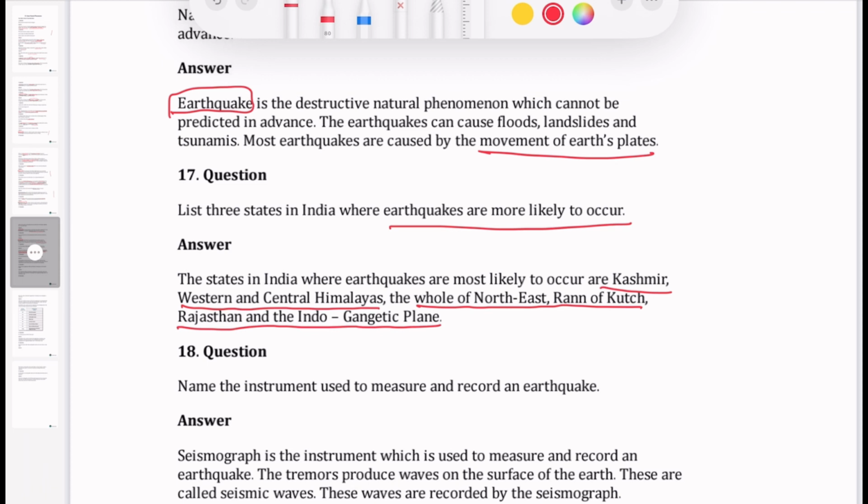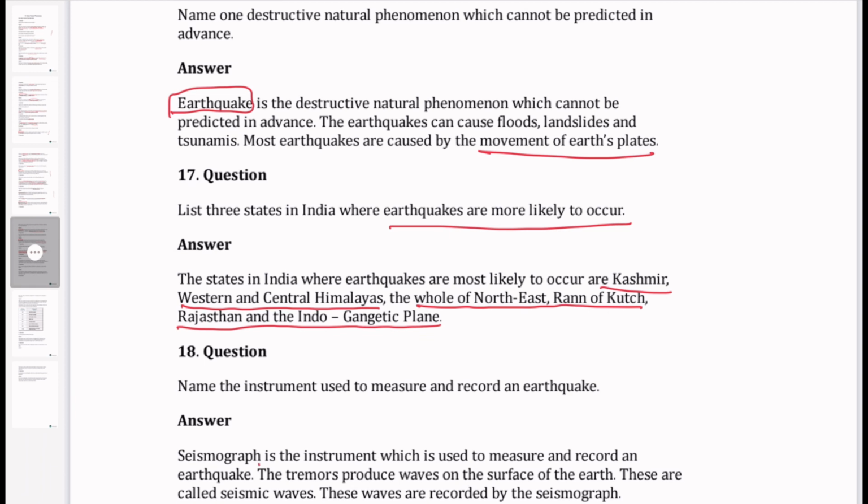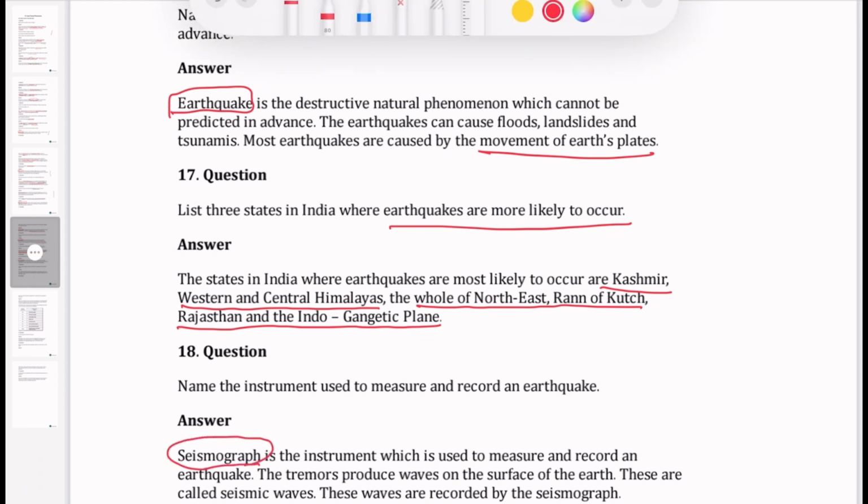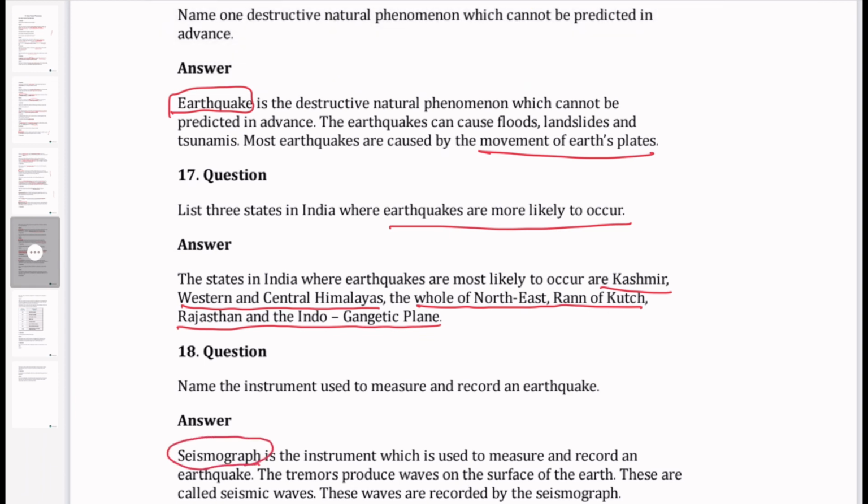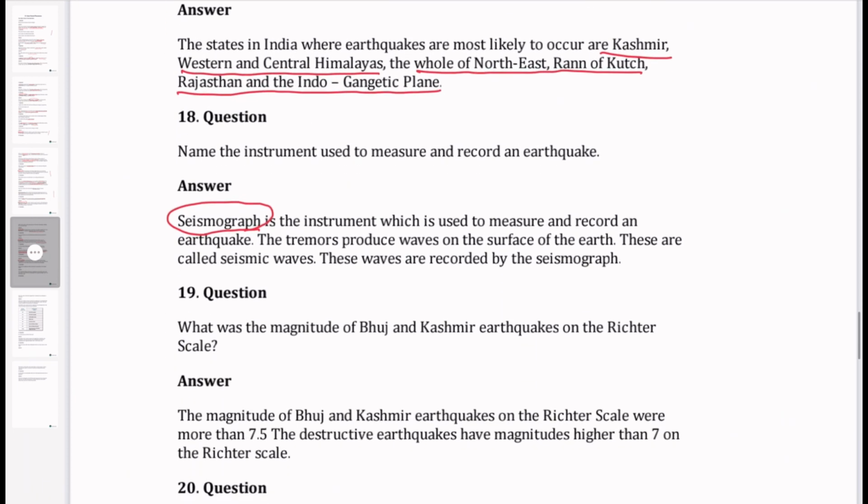Name the instrument used to measure and record an earthquake. That is called the seismograph. It is the instrument used to measure earthquakes.